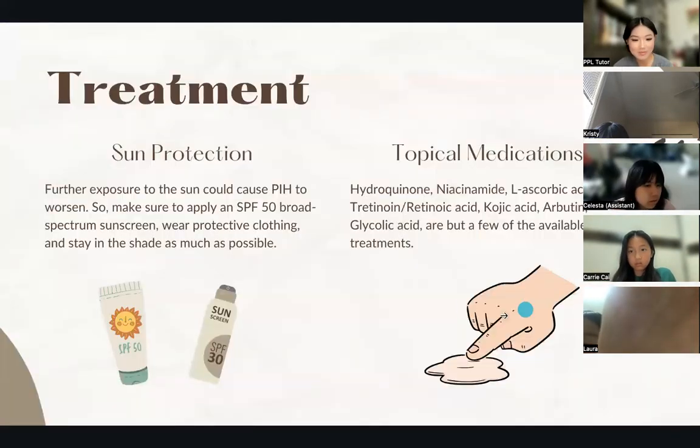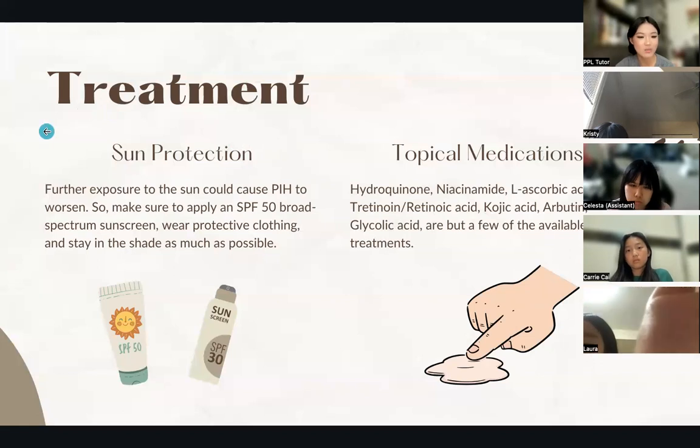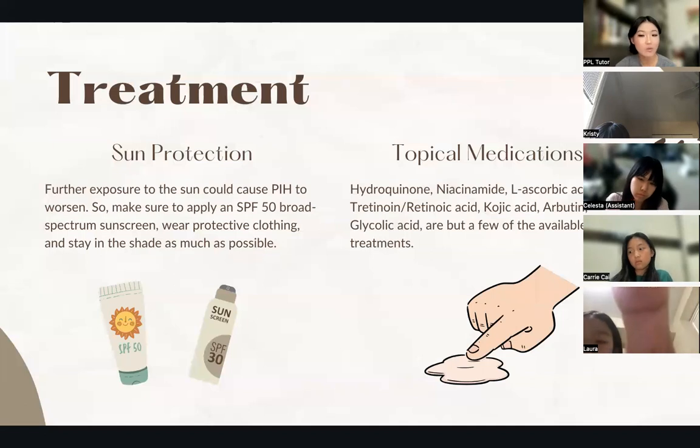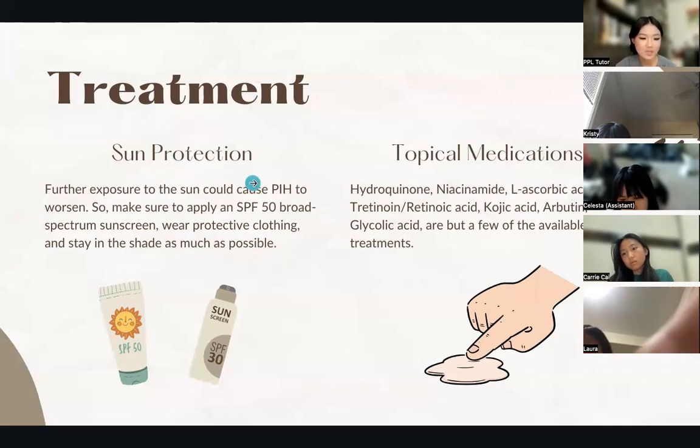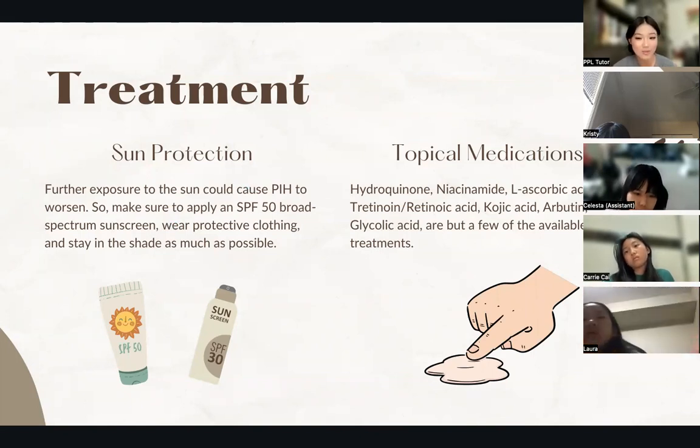So what can you do about it? Treatment is twofold. You need sun protection, just period, because it's very well researched that post-inflammatory hyperpigmentation can get significantly worse if you do not protect your skin from the sun. Definitely apply an SPF 50 broad spectrum sunscreen, the one I recommended to you, Paula's Choice, hands down the best sunscreen I've ever used. And then wear protective clothing and stay in the shade as much as possible.